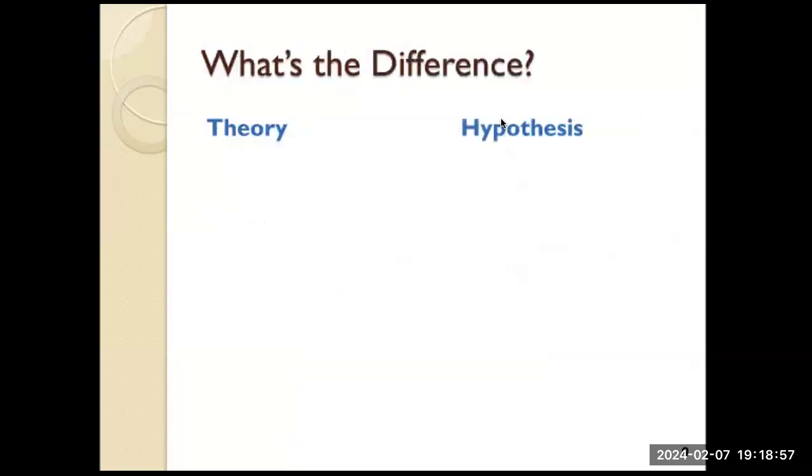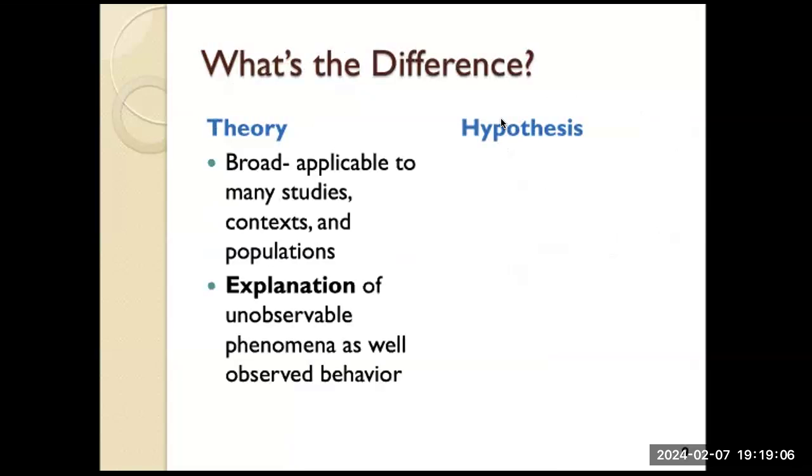So I want to clarify, we talked about these 2 terms, theories and hypotheses, and sometimes people get them mixed up. When it is a theory, it is broad, right? It's kind of a higher level. The idea of a theory is it can apply to many different studies, many different situations, contexts, and populations. It's a general explanation, right? It's an explanation of unobservable phenomena as well as observed behavior.